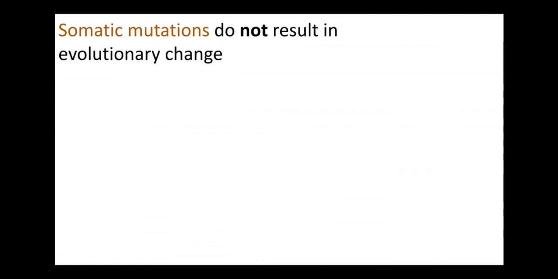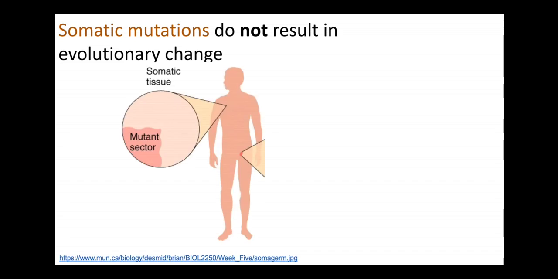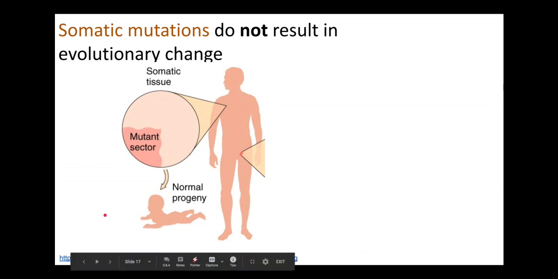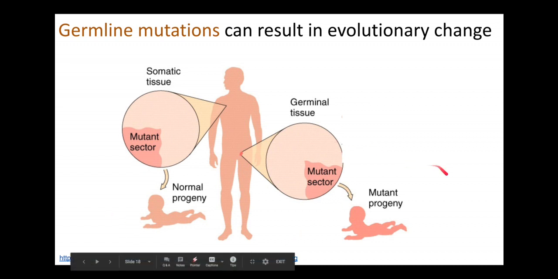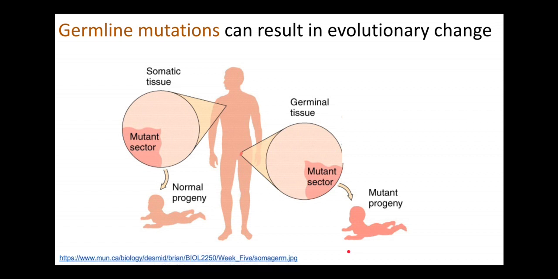It has to be remembered that somatic mutations throughout the body of an organism, throughout the regular tissues of an organism, do not result in evolutionary change. So mutations in heart tissue, lung tissue, brain tissue, skin tissue, they do not result in heritable evolution. Progeny from an organism with mutations anywhere in their body except their gametes just results in normal progeny. It's only germline tissue, gametogenic tissue, ovaries or testes. Mutations in that tissue can result in mutant progeny. So it can result in sperm that are produced that have a mutation, or eggs that are produced that have a mutation.